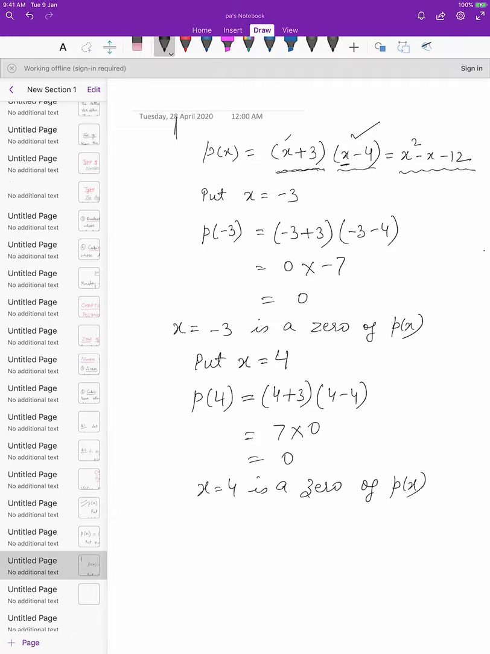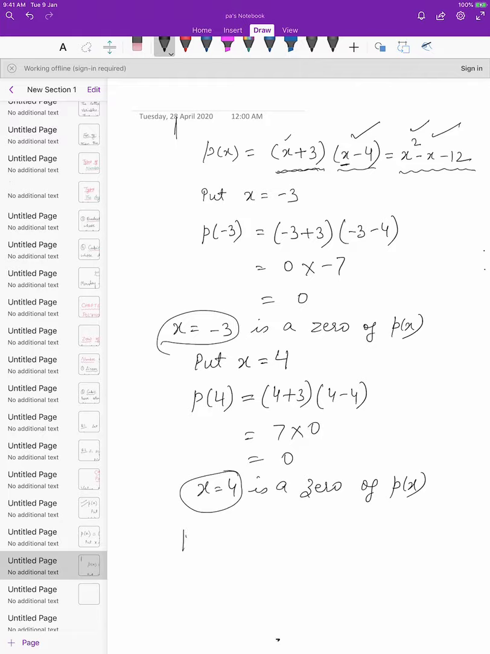Okay, now just observe one thing. When it is a quadratic polynomial, we have two zeros of the given polynomial. So the degree is 2. When there is degree 2, there are 2 factors and hence 2 zeros. But it is not always possible.